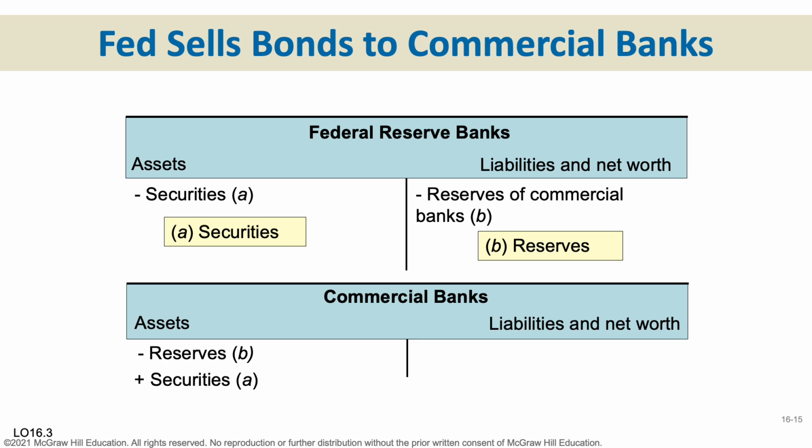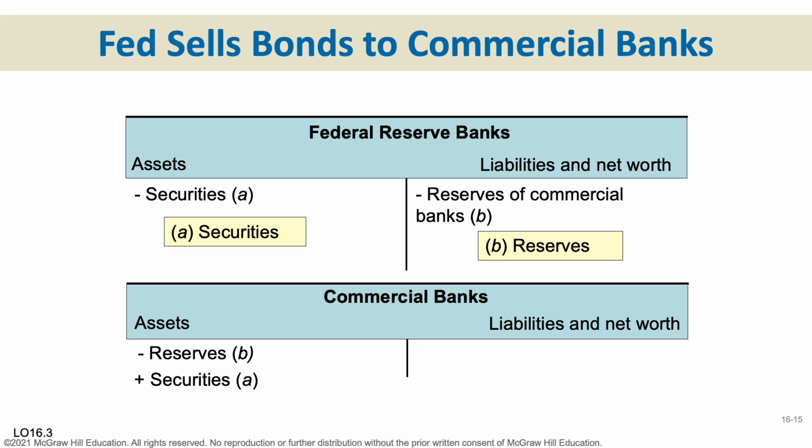Now, instead of Fed buys, Fed sells. So this time, Fed sells bonds to the bank. Fed selling bonds, the commercial bank is going to get more bonds. That's their securities account. So the Fed securities account goes down, the bank securities account goes up because the Fed sold them. When the Fed sold the bond to commercial banks, the banks had to pay for it, so they had to take money out of their reserve account.